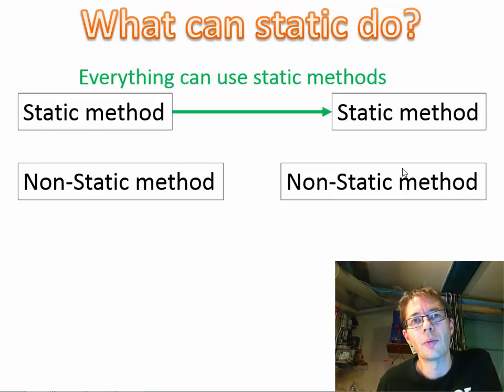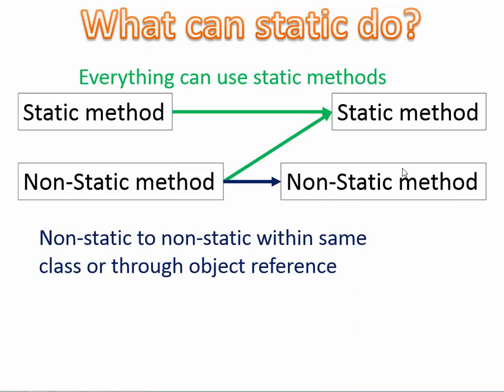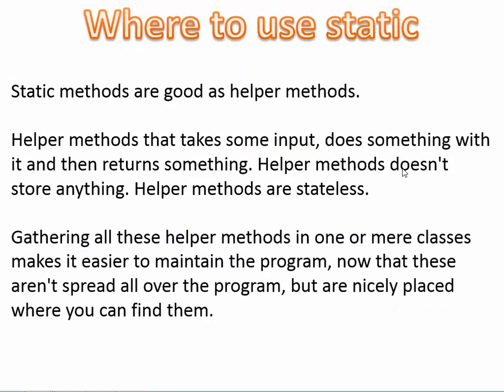A static method can always call another static method. A non-static method can always call a static method. Non-static methods can call non-static methods through an object reference or if they are within the same class. A static method can only call non-static methods through an object reference.